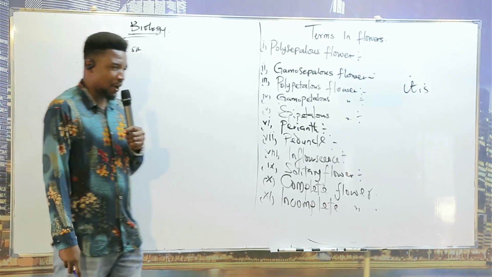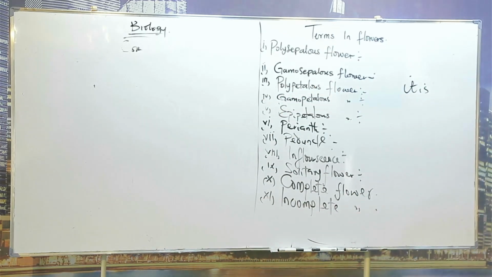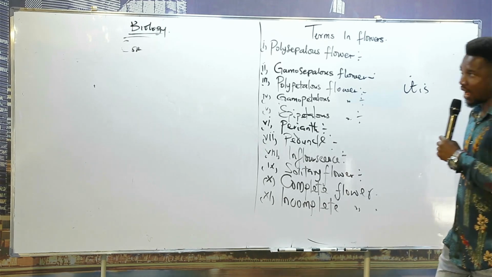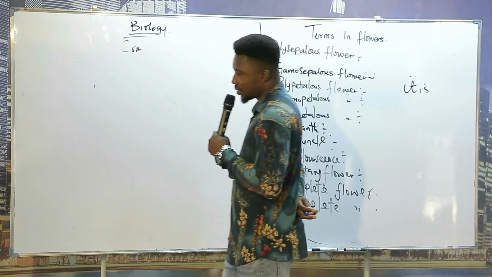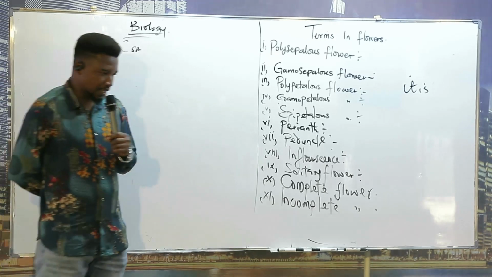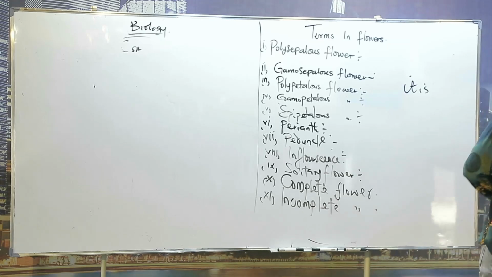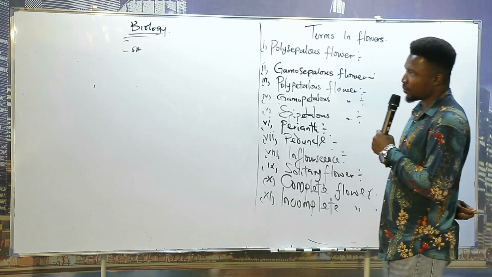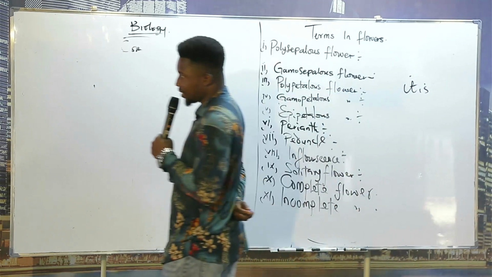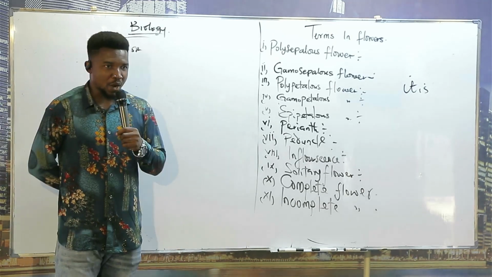So what is an incomplete flower? It is a type of flower that has one of the floral parts missing.